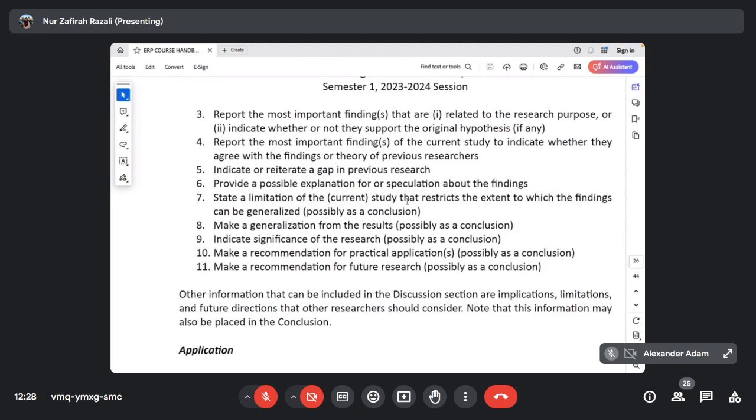State a limitation of the current study that restricts the extent to which the findings can be generalized, possibly as a conclusion. Make a generalization from the results. Indicate significance of the research. Make a recommendation for practical applications or make a recommendation for future research.